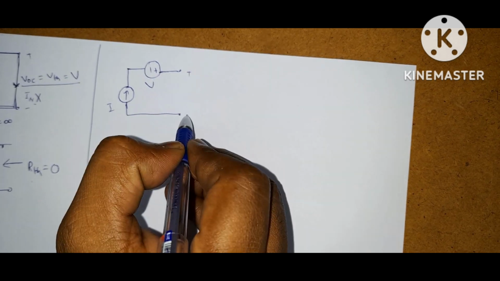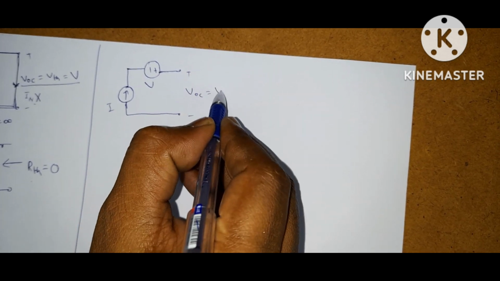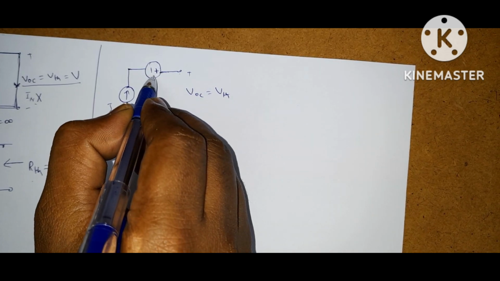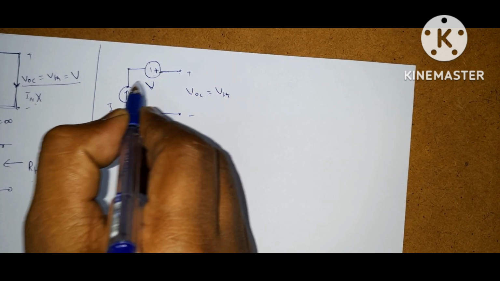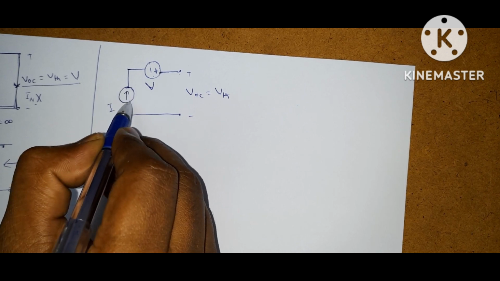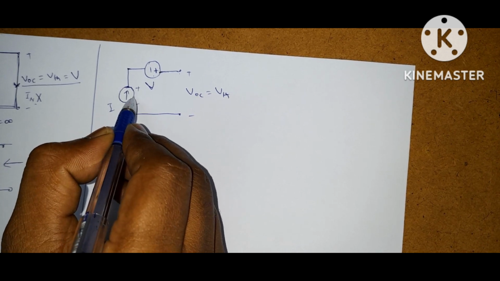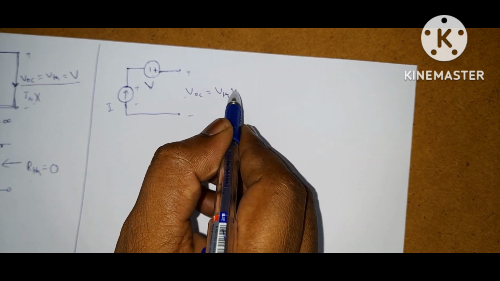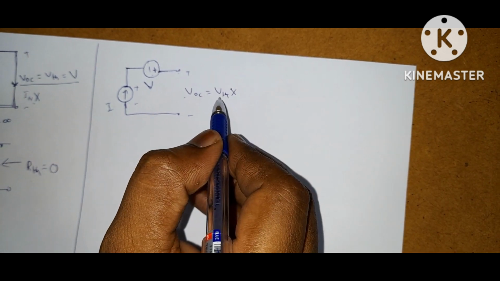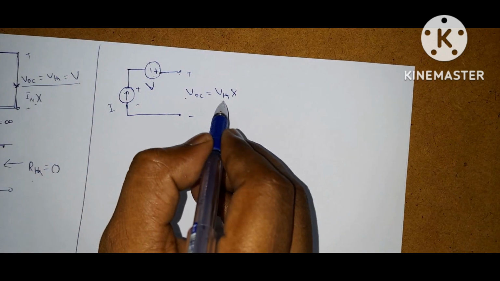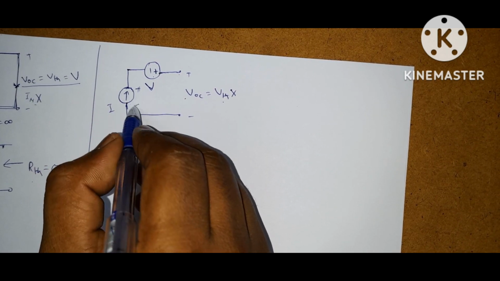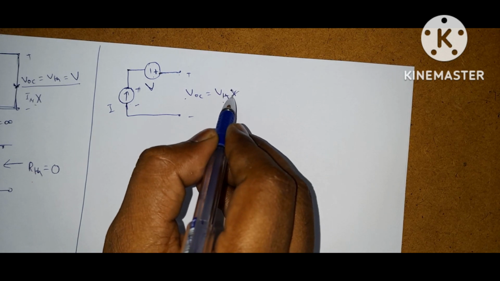So what is the open circuit voltage? VOC is equal to VThevenin. By KVL, the voltage across this source is V. But we don't know the voltage across this current source. So the open circuit voltage does not exist. That is, we don't know the VThevenin exactly. This Thevenin voltage depends on the voltage across the current source. We don't know the voltage across the current source, so the Thevenin voltage does not exist.